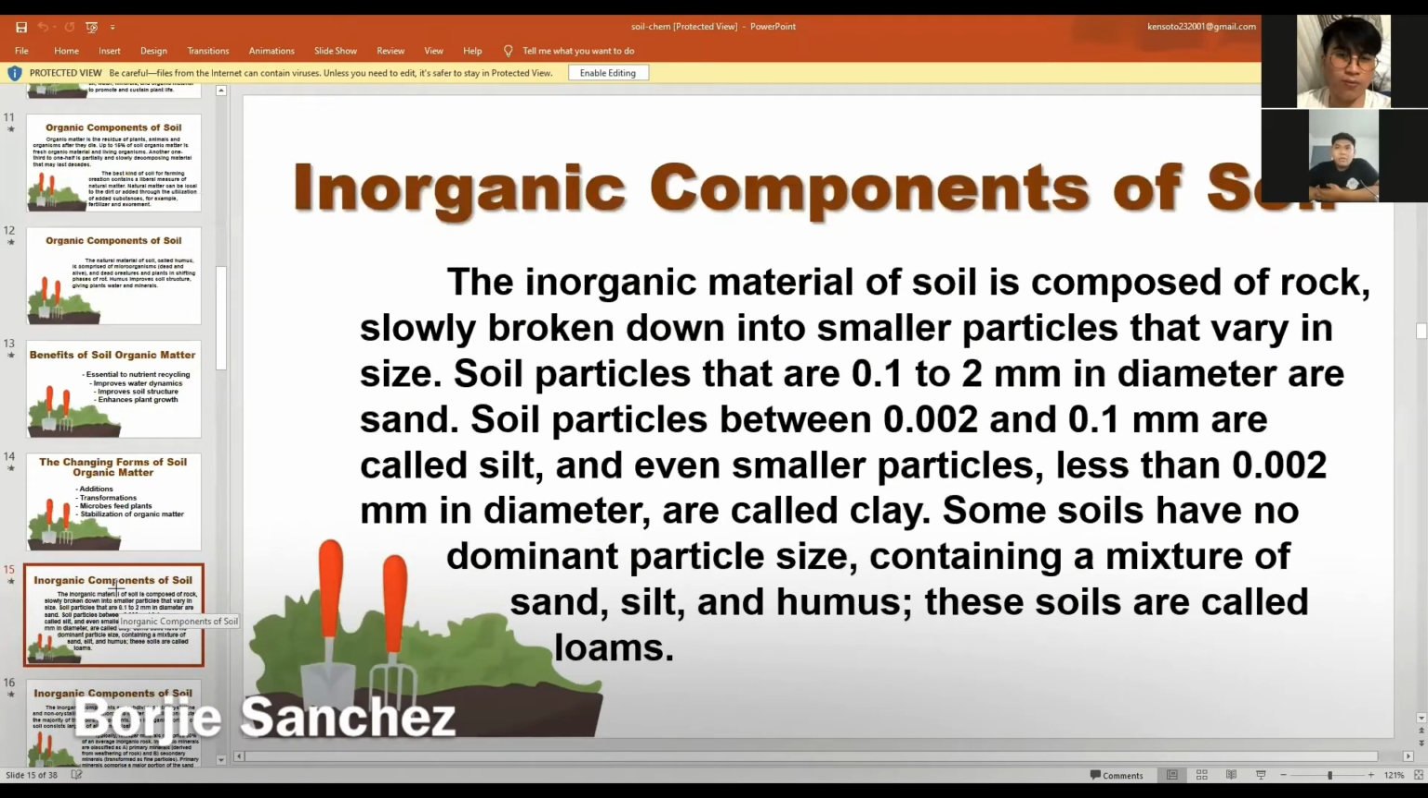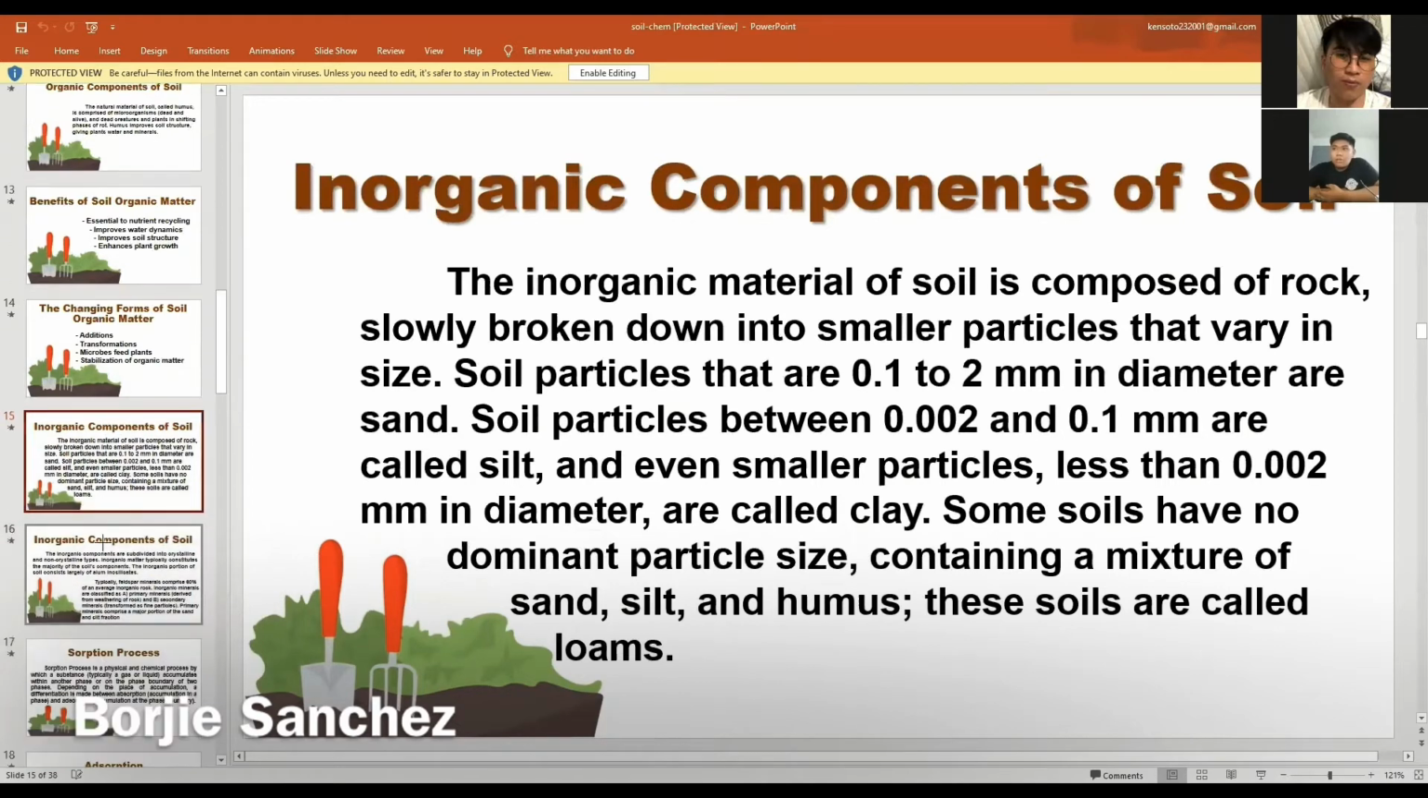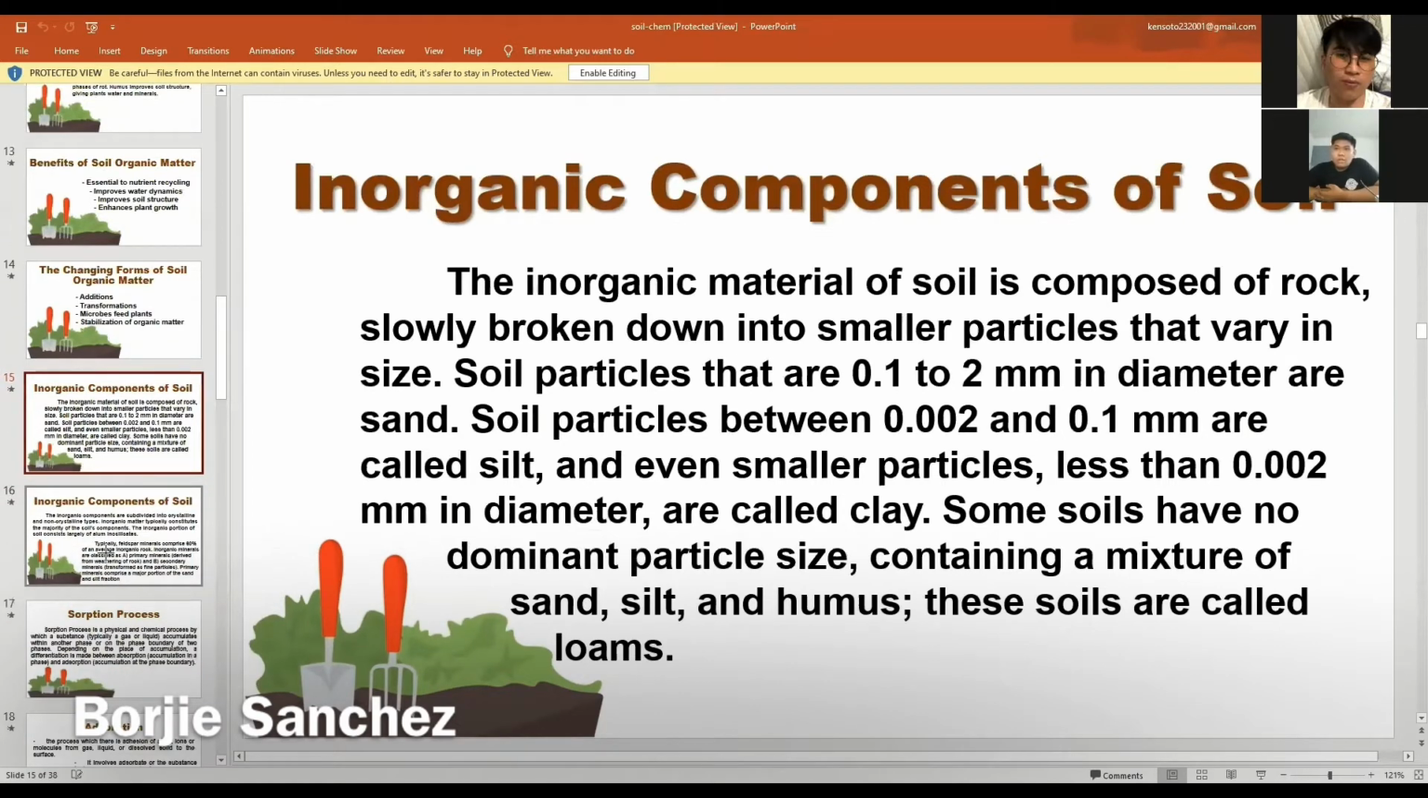Inorganic components of soil. The inorganic material of soil is composed of rock, slowly broken down into smaller particles that vary in size. Soil particles that are 0.1 to 2 mm in diameter are sand. Soil particles between 0.002 and 0.1 millimeters are called silt, and even smaller particles less than 0.002 millimeter in diameter are called clay. Some soils have no dominant particle size, containing a mixture of sand, silt, and humus. These soils are called loams.